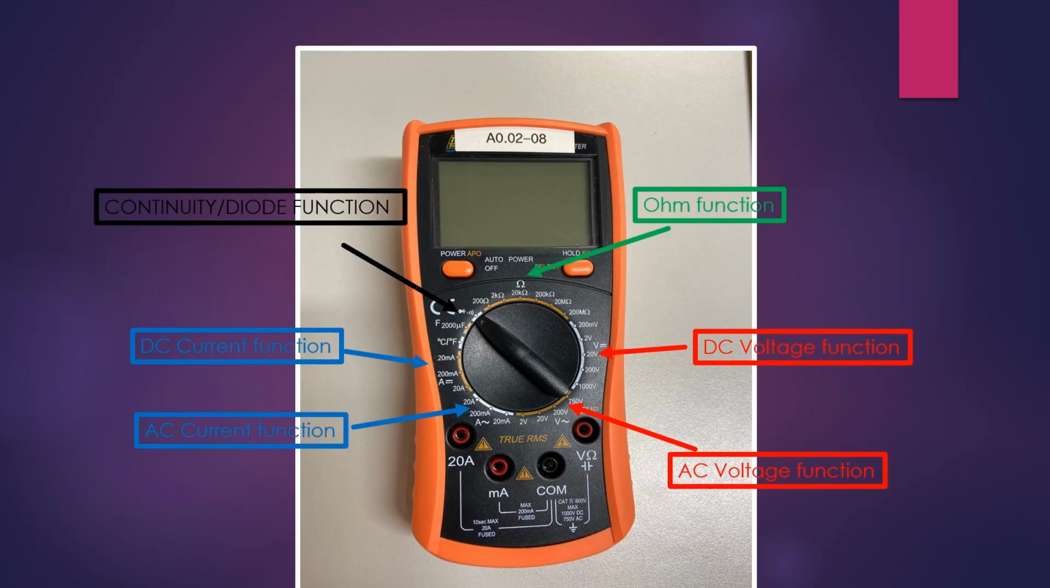Just to add to that, whenever you have a current, a voltage, or a resistance that is unknown to you, please make sure that you select the highest scale of that function. For example, if you're measuring a resistance and you don't know what the resistance of the resistor is, you would start at the 200 mega ohms scale and then decrease your scale if need be.